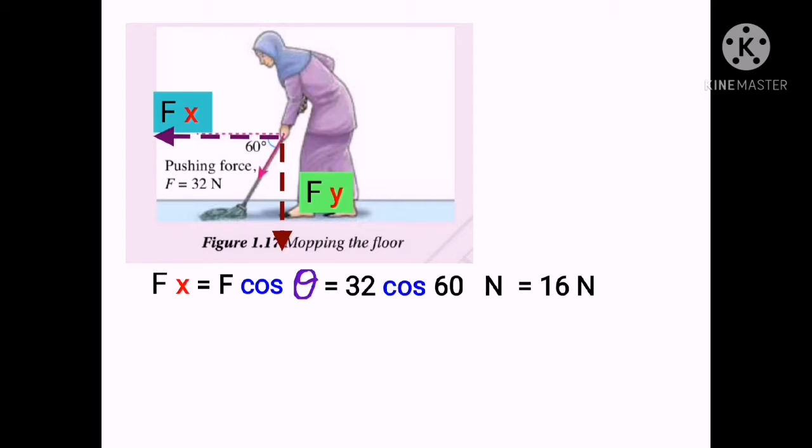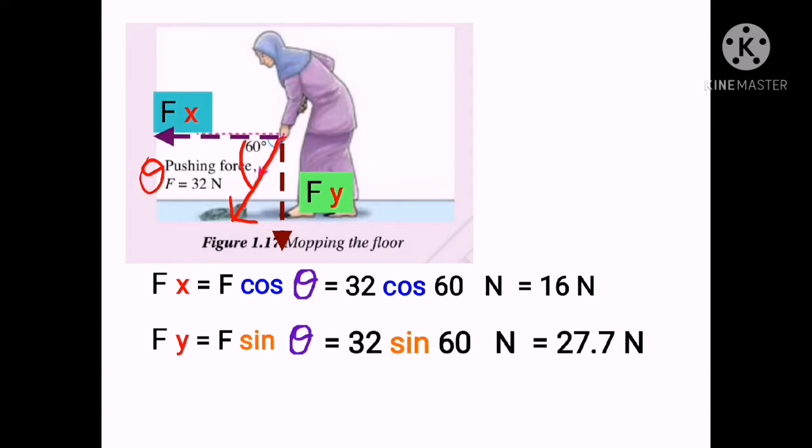Now we're going to find my Fy. So Fy, the formula that we use is F sin theta. Again, theta has to be in between Fx and F. This is my F, and this would be my theta. So substitute your F as 32, your theta as 60. So my Fy is equal to 32 sine 60 degree and that is equal to 27.7 Newton.